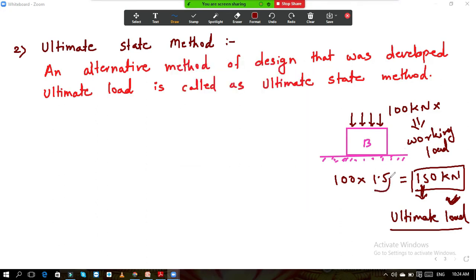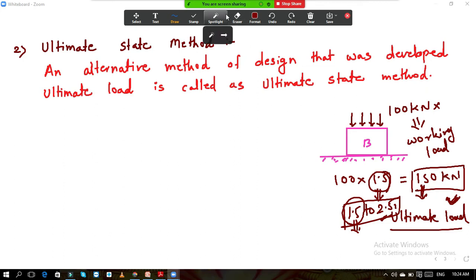So this 1.5 is the value for factor of safety. It varies from 1.5 to 2.5 depending upon the structure. Generally for the residential type of building, slab, beam, column, it remains as 1.5. For some structures, that is retaining walls, dams, which are large structures, we keep much more factor of safety, that is in between 2.5 to 3. And this factor of safety is recommended by this method, the ultimate state method.